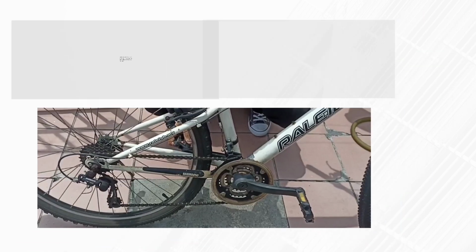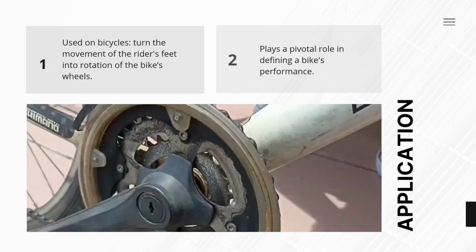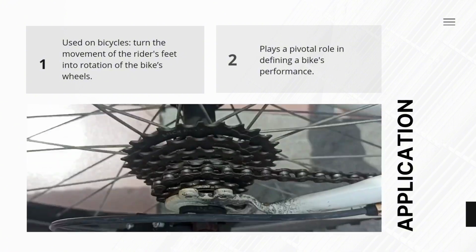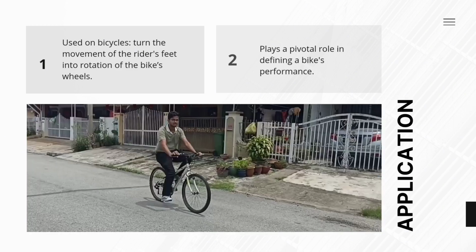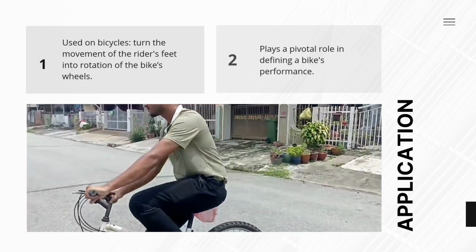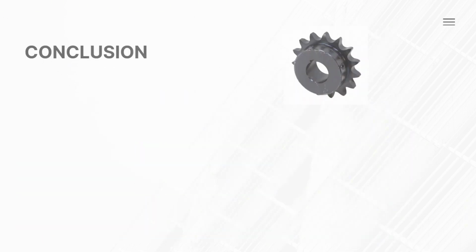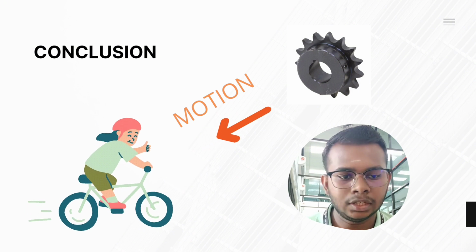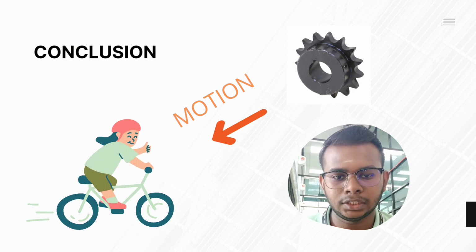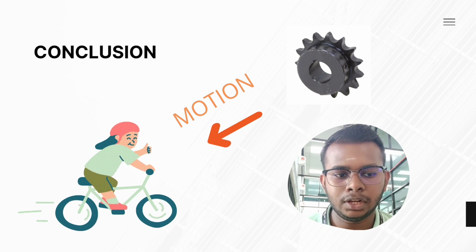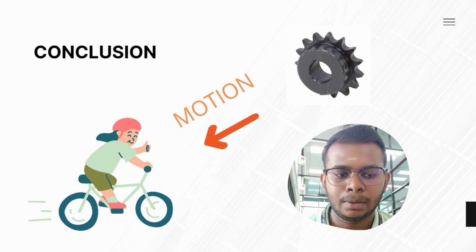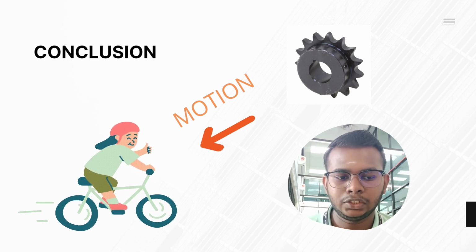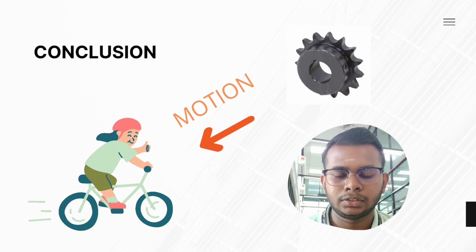loosening. The application of the sprocket on a bicycle is to pull the link chain to turn the movement of the rider's feet into rotation of the bike's wheel. It also plays a pivotal role in defining a bike's performance. From the conclusion of this mini project, we can see the sprocket may not always get attention, but it's unquestionably the unsung hero of the bike, as it transfers the pedal energy into forward momentum.